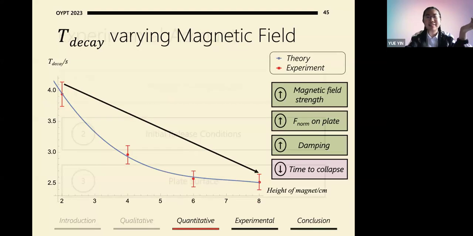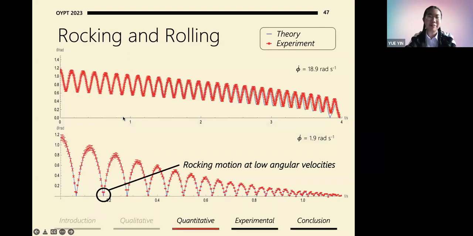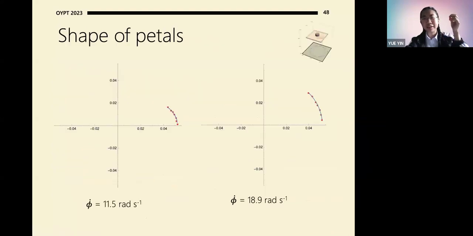We can also vary the initial release conditions. This is quite interesting, such as the initial angular velocity imparted on the pendulum rod. As we previously saw, a rolling motion, so remember the petaloid motion that I explained just now, is observed at high angular velocities, where the pendulum oscillates but never becomes vertical until it finally collapses at the end. However, if we release at a very low angular velocity, we can actually get a different type of motion where the pendulum becomes vertical and switches to an opposite contact point, i.e. it exhibits rocking motion. So let's talk about the rolling motion first.